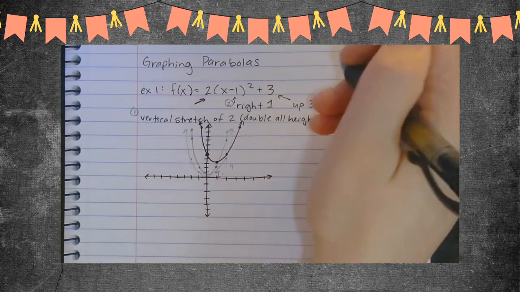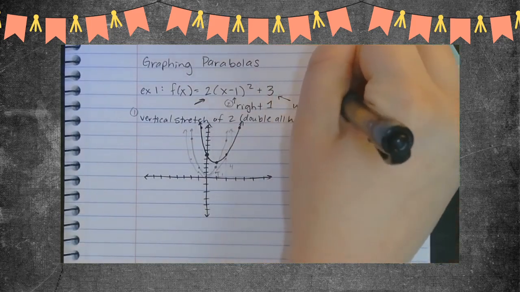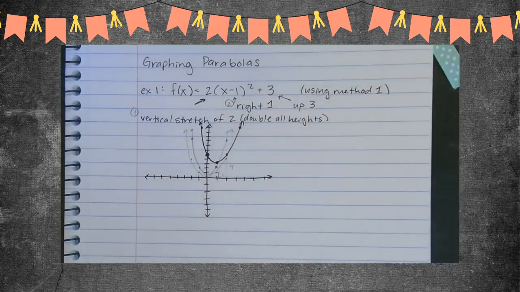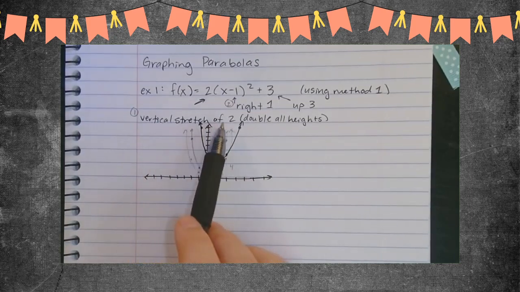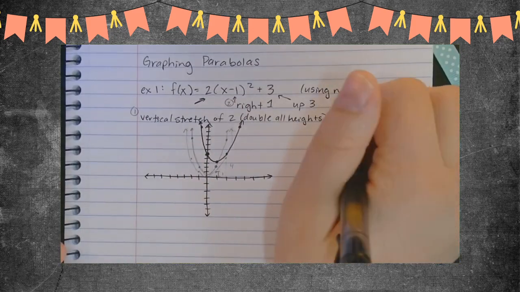Okay, this was our option number 1 of how to graph this, using method number 1. I'm not sure what to call this. We just transformed it, so we'll call it the transformation method if you want to talk to me about it later. So we did a vertical stretch of 2, we doubled all heights, and then we went right 1 and up 3. Now, let me show you a different method.